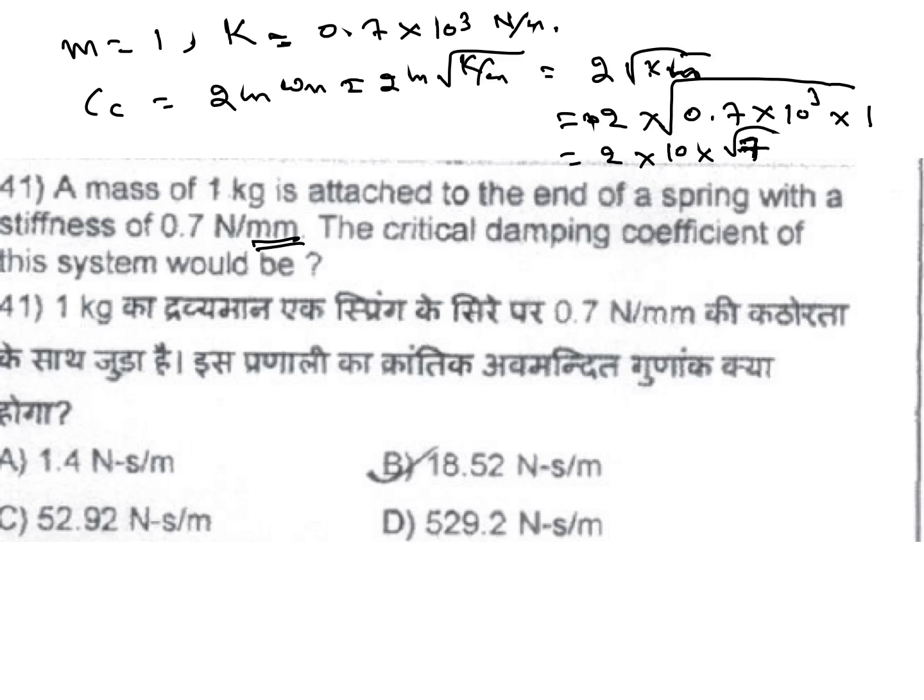2 into 2.4, root 7 is around 2.4, yes 2.4, then you will get 4.8 into 10, it will come 48. So nearly 52.92. C is our answer.